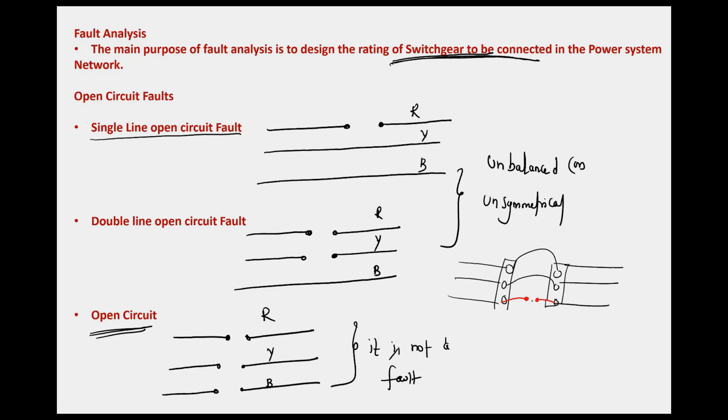Okay, understand? So single line open circuit fault and double line open circuit fault, both are unsymmetrical faults. Whereas if three conductors are opened at any point in the power system, then it is not a fault. It is simply termed an open circuit. Any doubt here?